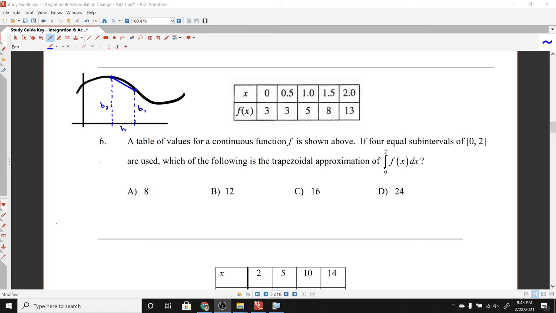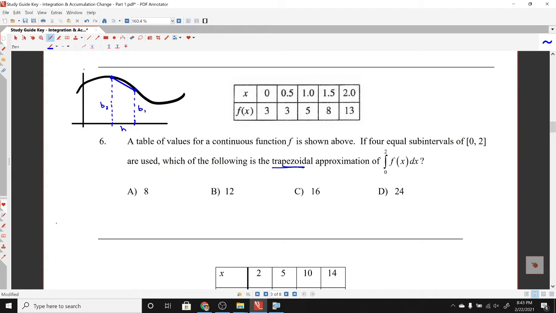Okay, let's continue on with problems 6 through 10. It says here, table of values for continuous function f is shown above. If four equal subintervals on the interval from 0 to 2 are used, which of the following is the trapezoidal approximation of the integral from 0 to 2 of f of x dx?